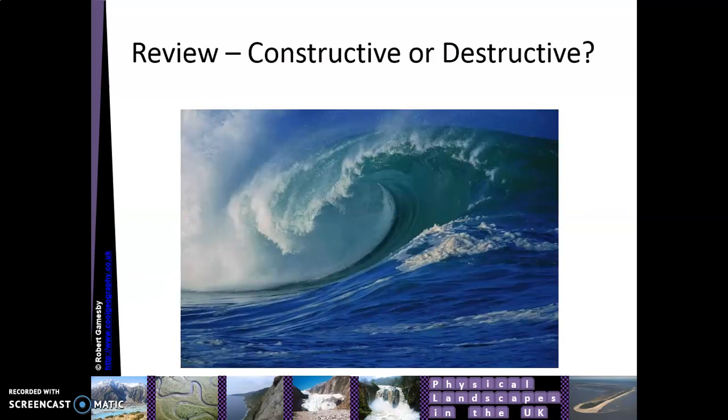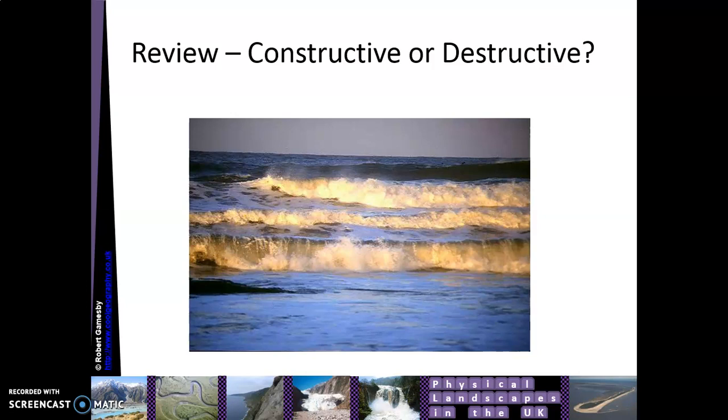This wave here, considering that we've been through the characteristics of constructive and destructive, just for a couple of seconds in your head, what do you think this one is? And I'll give you the answer. So this is destructive, and the reason it's destructive is because you can see it's quite a high wave, and it's got really strong breaking. Here, where it's kind of going over, that's the real strong break that will end up scouring the layers of material off the beach.